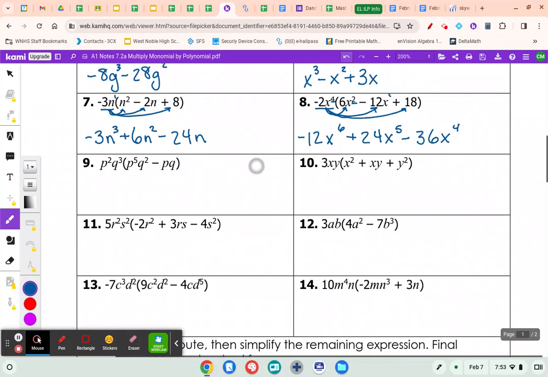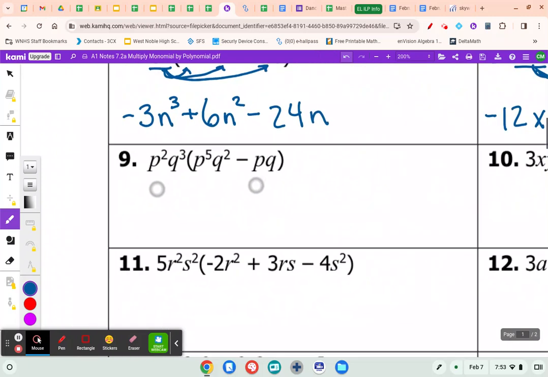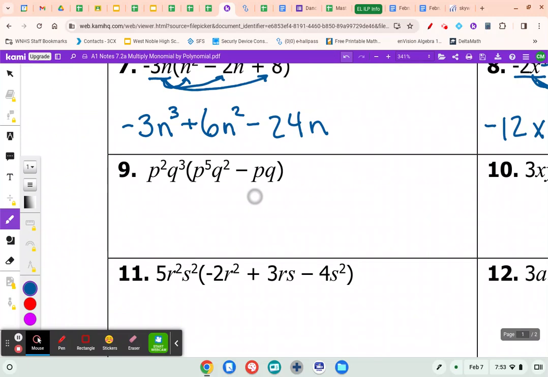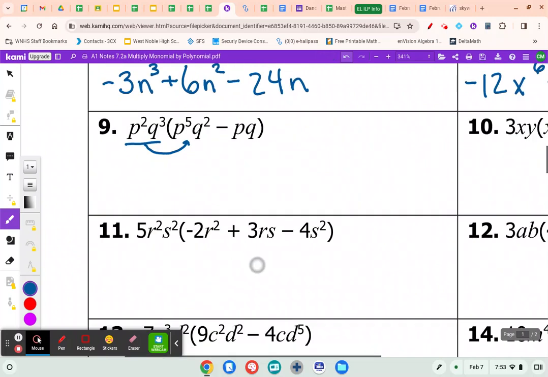Okay, now we're looking at something new down here. You guys notice how there are 2 variables instead of just 1? That's fine. We can still distribute this. We are looking for things specifically with like bases. So when I distribute this through to each, the p's exponents will add, and the q's exponents will add. So we will get p to the 7th because 2 plus 5 is 7, and q to the 5th because 3 plus 2 is 5.